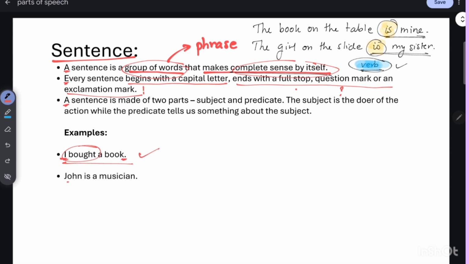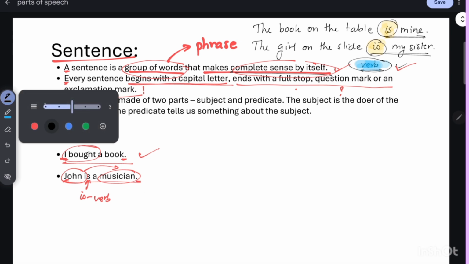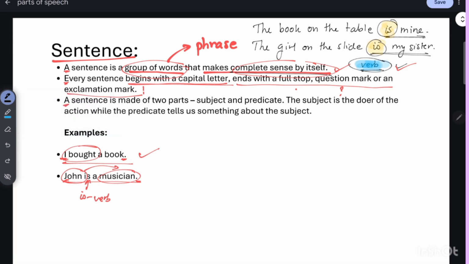Second, if we see, John is a musician. So we're talking about John. What is the occupation of John? He is a musician. There is a verb. Is the verb in this sentence. So there is a verb. It is making complete sense. It begins with a capital letter and it ends with a full stop. Let us take another example which does not have a full stop. Let's take an example of something with a question mark at the end.